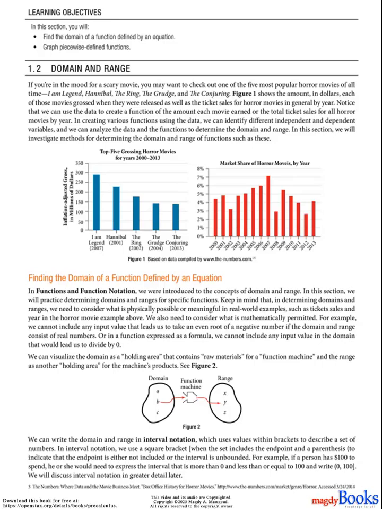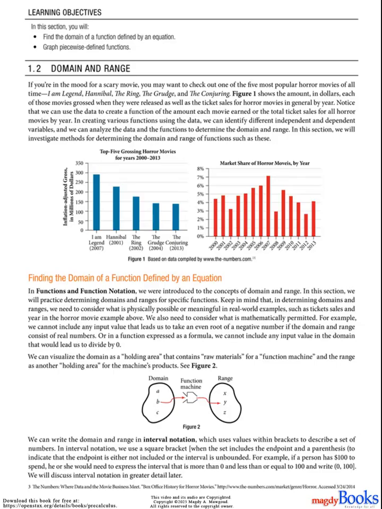1.2.1. Finding the domain of a function defined by an equation. In functions and function notation, we were introduced to the concepts of domain and range. In this section, we will practice determining domains and ranges for specific functions. Keep in mind that, in determining domains and ranges, we need to consider what is physically possible or meaningful in real-world examples, such as ticket sales and year in the horror movie example above.